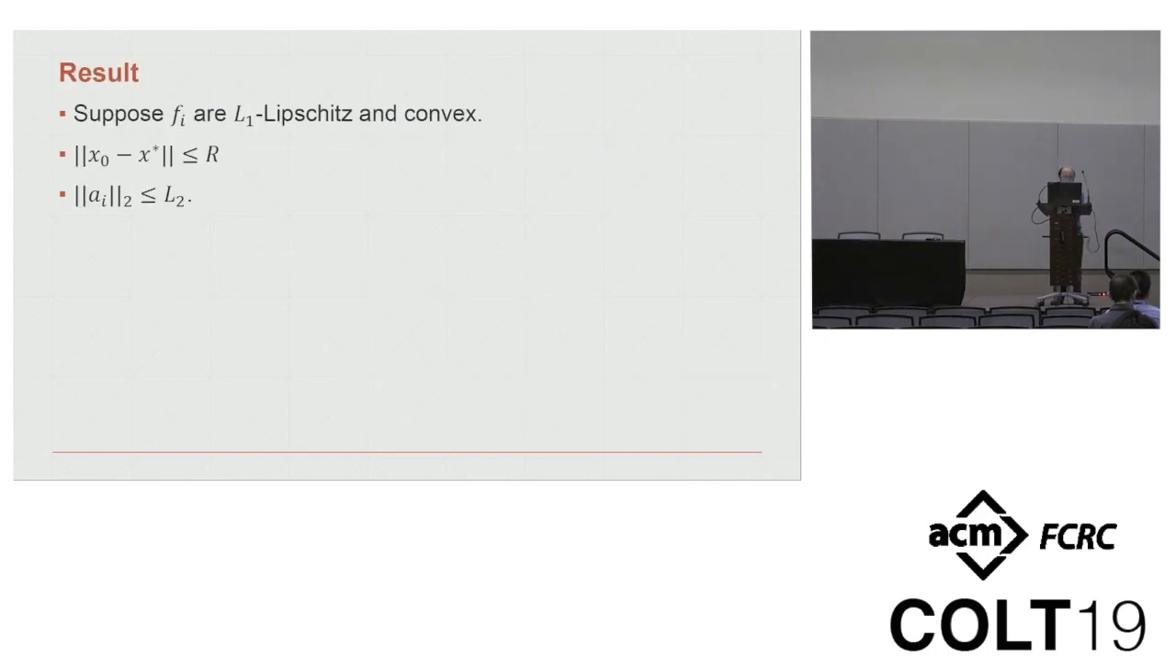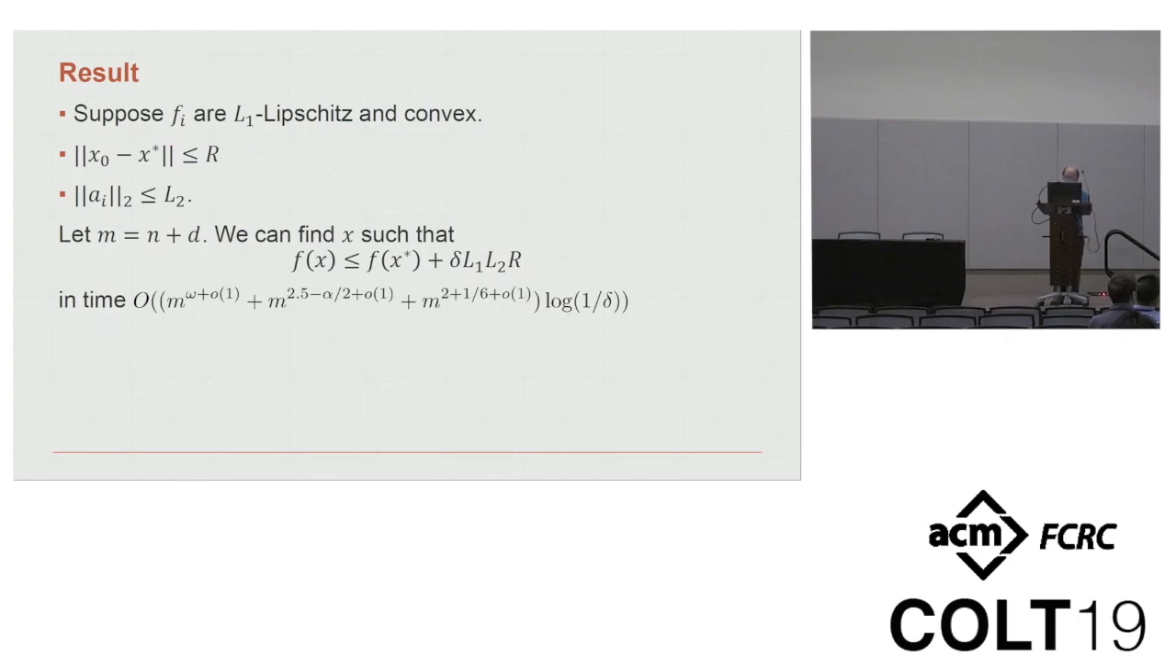So our result is this. Let's say Fi is L1 Lipschitz, the domain size is R, and all the Ai are bounded by L2. And our running time is this. We'll get the delta L1, L2, R error in time. The running time is very long. So the first term is just the cost of multiplying two matrices. The second term is something difficult to explain, but the third term is easy to see. The third term is just 2.166.